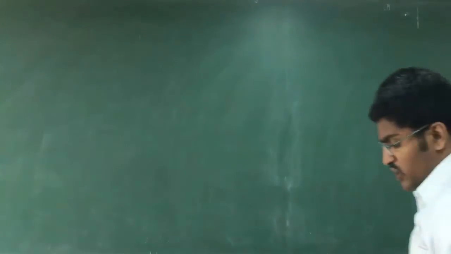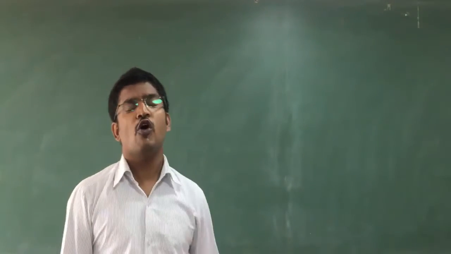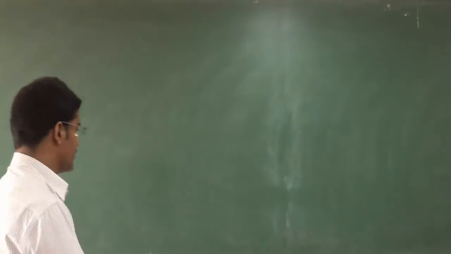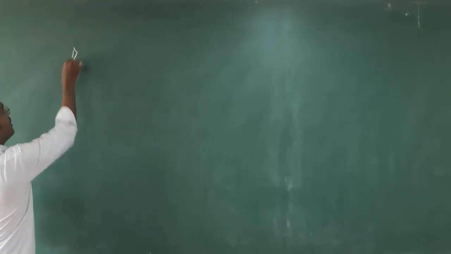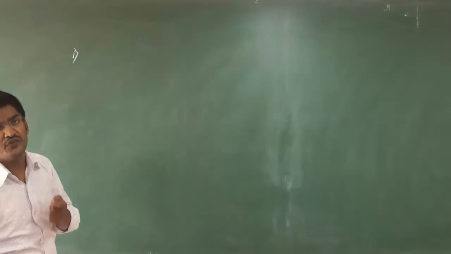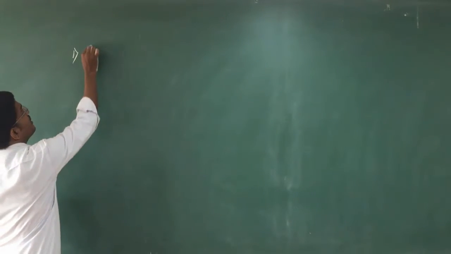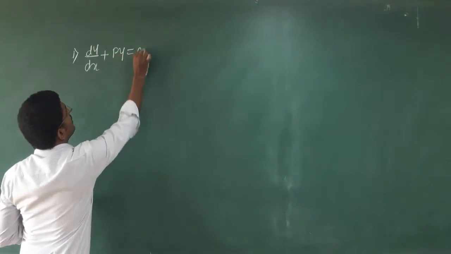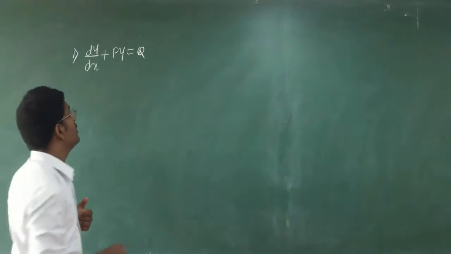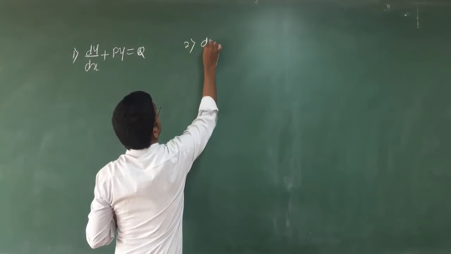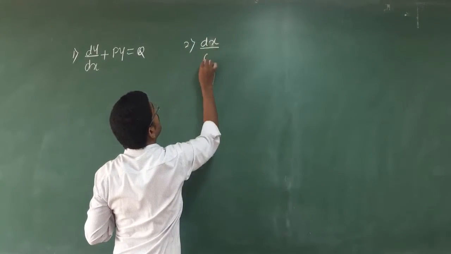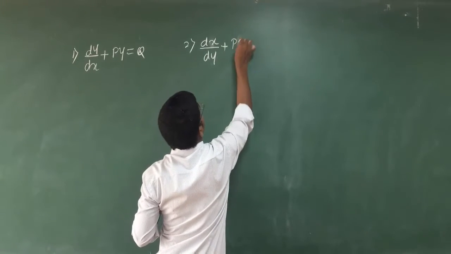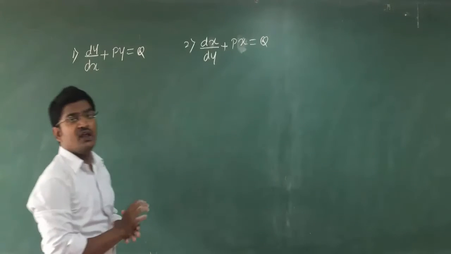Okay students, now let us see how to solve the linear differential equation. Clear? First thing, you have to check whether it is a linear differential equation or not. For that, dy by dx plus py equal to q. This is one. And the second one is dx by dy plus px equal to q. Clear?